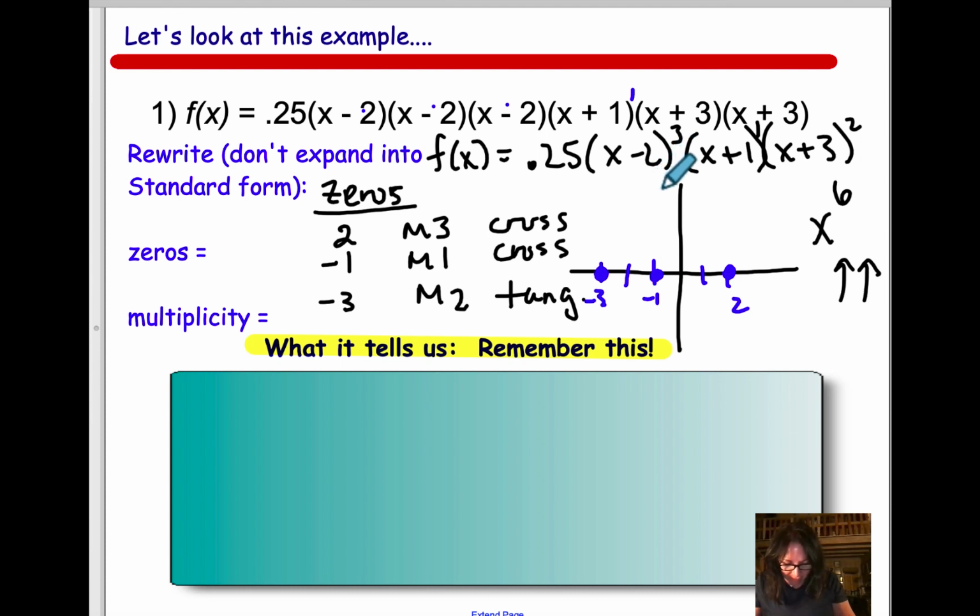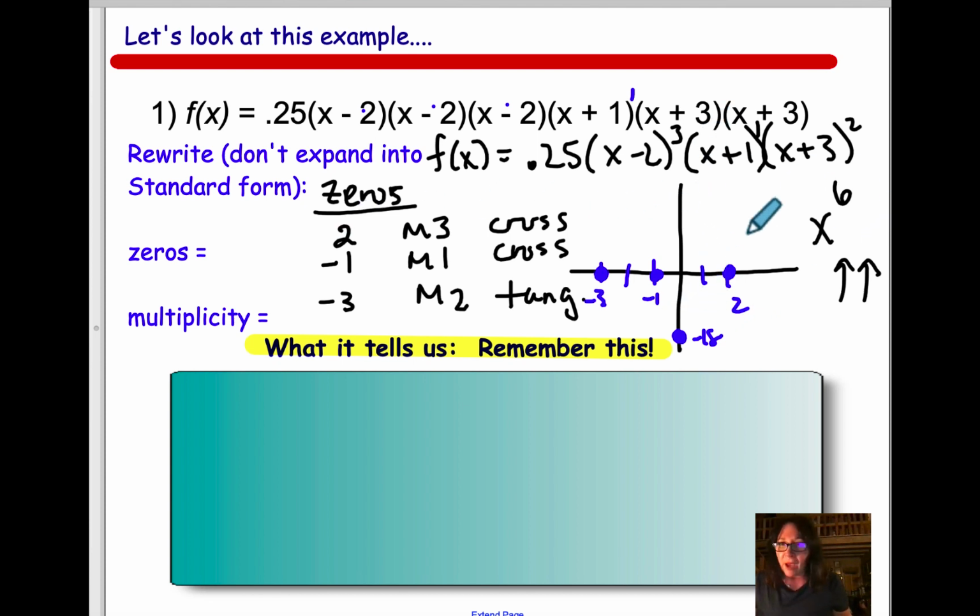That's -8. -8 times 1, and then times 9, and that's 72. So I'm going to go -72, but then times 0.25, and that's just -18. So I know that at -18, my graph crosses the y-axis.